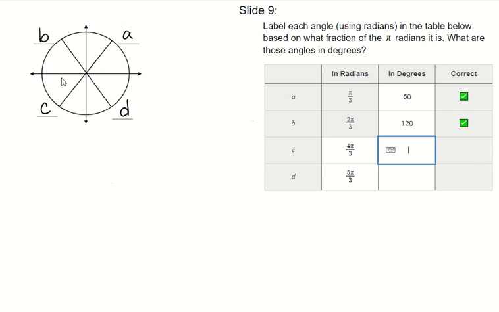Then at C, we're going to add 60 more, so it's 180 plus 60, and that's 240. And then D, 5 pi over 3, 1, 2, 3, 4, 5 pi over 3. That's just 5 chunks of 60, right? 5 times 60 is 300.